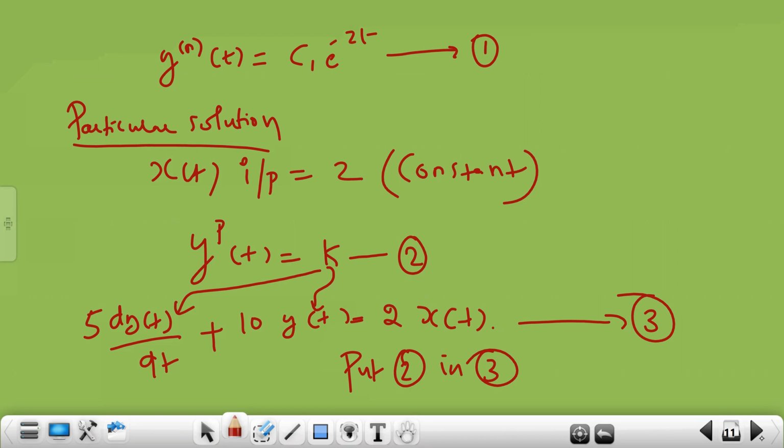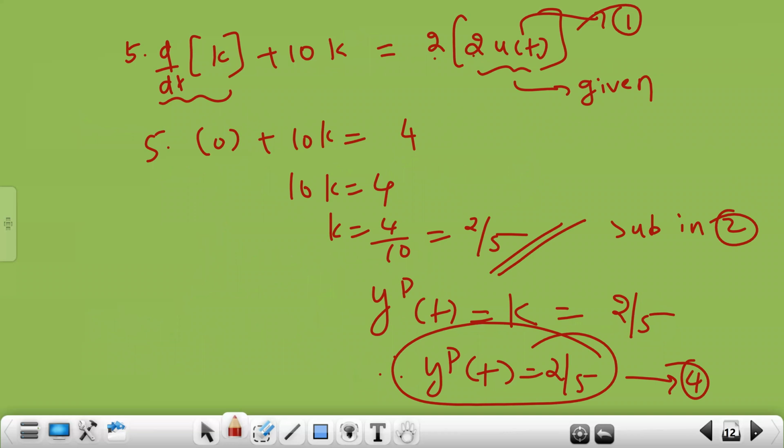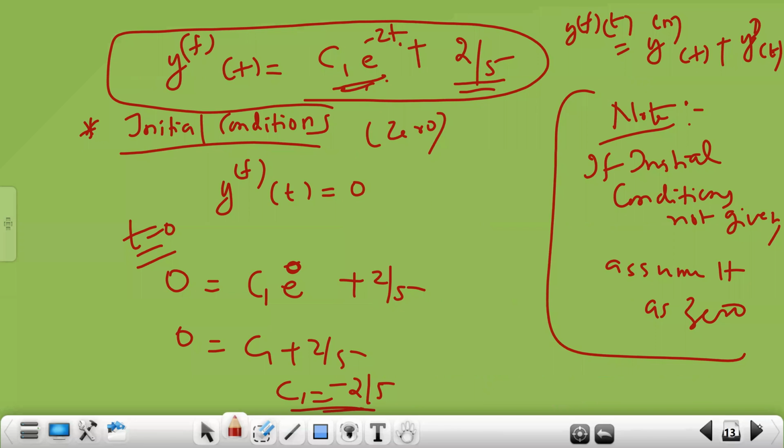Then you have to move towards a particular solution. For a particular solution, you need to study the table and take your output, yp of t. Then you need to apply it into the given equation. In the given equation, you need to substitute the particular solution, and from that you need to find the value of k. After finding k, you finalize your particular solution and add it with your natural response. Then you get your yf of t, but it is still not complete because you did not find C1 as of now. So for that, last you have to apply your initial conditions, find the value of C1 and rewrite your output.